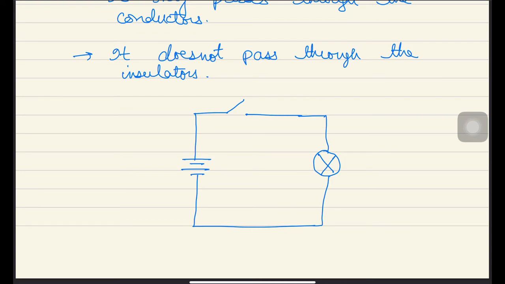So right now this switch is open, which means no current is flowing through the circuit. When we close this switch, the current will start to flow from the positive terminal of the battery all the way through the bulb towards the negative terminal of the battery. So this will be the direction of the current that you have to keep in mind. The current always flows from the positive terminal of the battery towards the negative terminal of the battery. I'll write it over here.